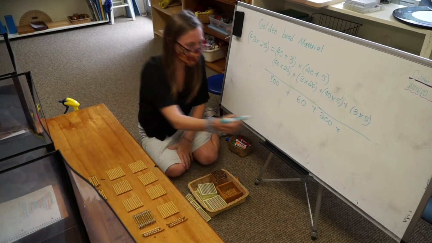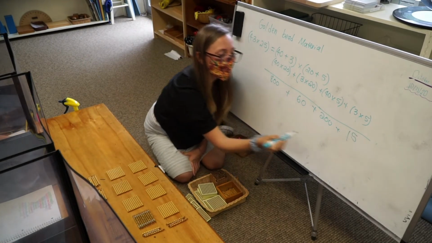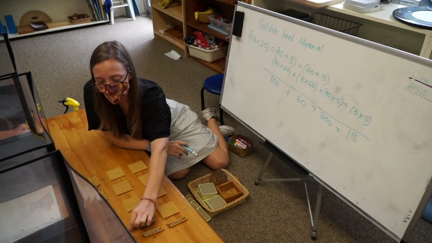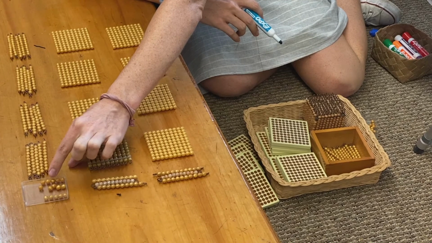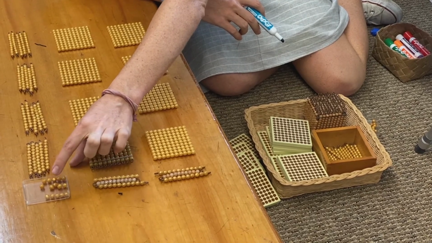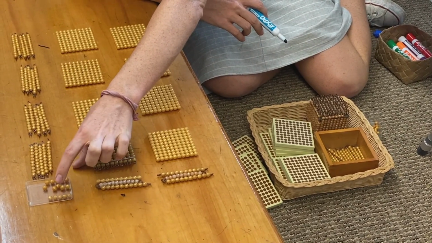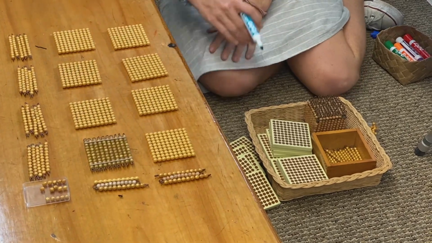And then what's 3 times 5? 15. The smallest number. Okay, and then if you look here, let's count our little beads. 1, 2, 3, 4, 5, 6, 7, 8, 9, 10, 11, 12, 13, 14, 15. So were we right? Yes.